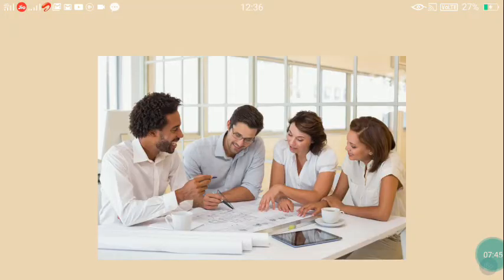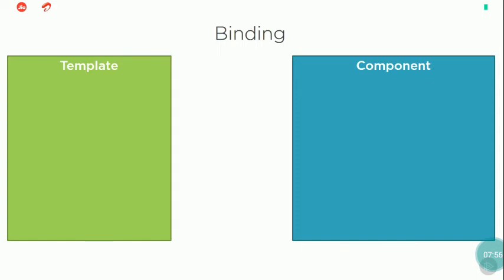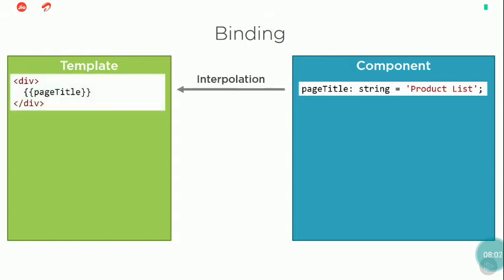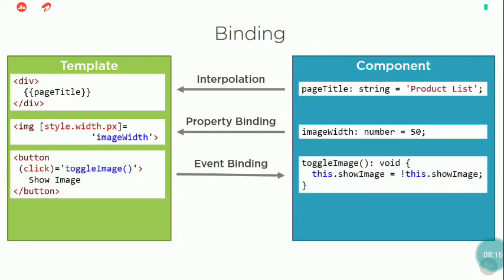Binding is often the first technique we learn for communicating between an Angular component and its template, so it's assumed that you know how to use basic binding. Let's do a quick review just to ensure we are all on the same page with regard to the terminology. We use interpolation to display the value of a component property in the template. Property binding allows us to bind a component property to an element property in the template, such as the style width property of the image element. We use event binding to catch user actions in the view and notify the component by calling one of its methods. Here we catch the click event and call the toggle image method in the component.